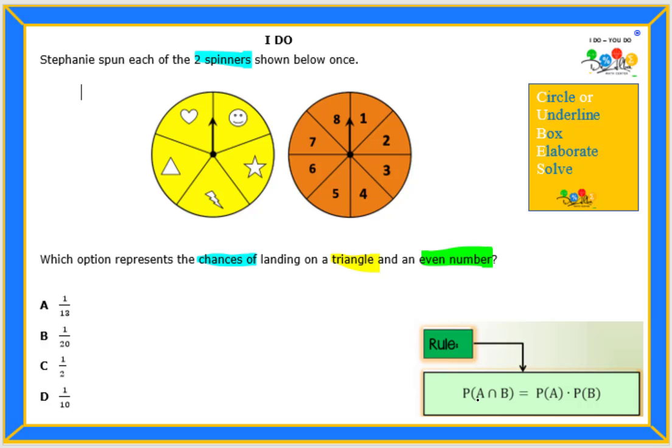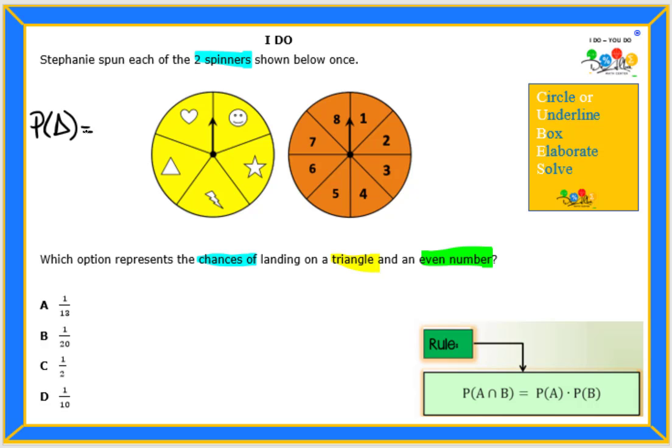So the probability of event A and event B happening is equal to the probability of event A multiplied by the probability of event B. So let's take a look first at the yellow spinner, and we want that one to land on a triangle. So we're going to ask ourselves, what is the probability of getting a triangle?